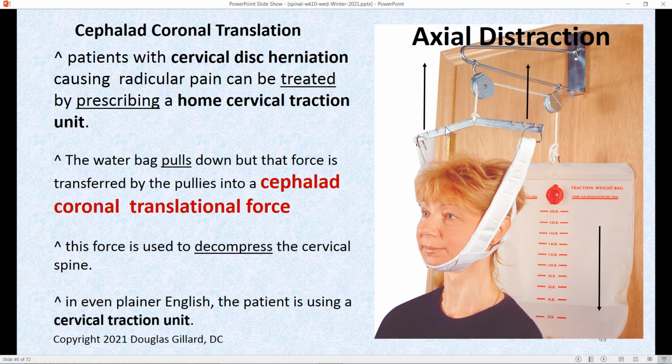But this is really, I mean, this is called a home traction unit, but technically this is, when you put water in this, it pushes down and it pulls, see the little pulleys? It pulls this up and it stretches the patient's head up. And that's called cephalad coronal translation force. We really just call that the home traction unit or axial distraction unit.